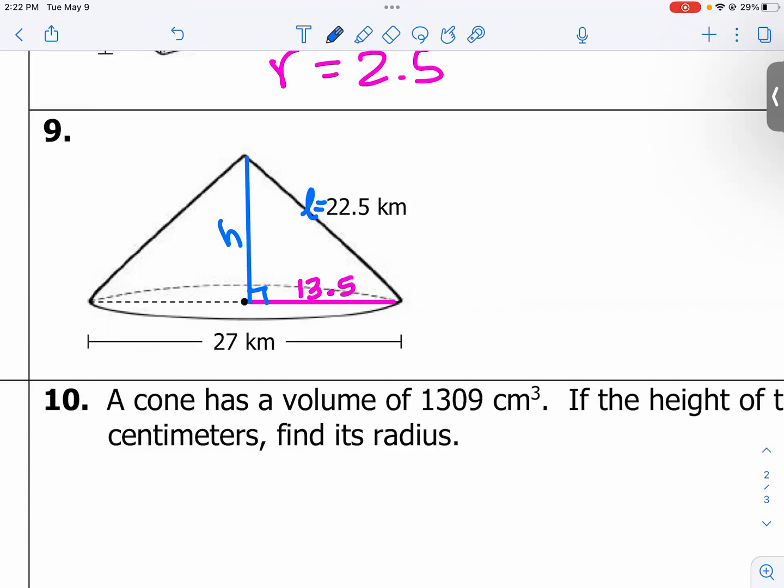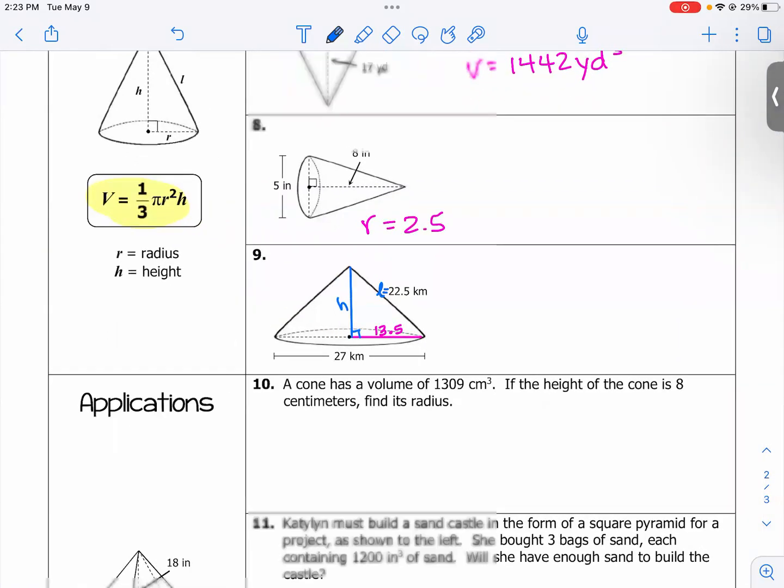Go ahead and turn to page 33. From 33 to 34, 1 through 11. Actually, 1 through 10. 1 through 11.